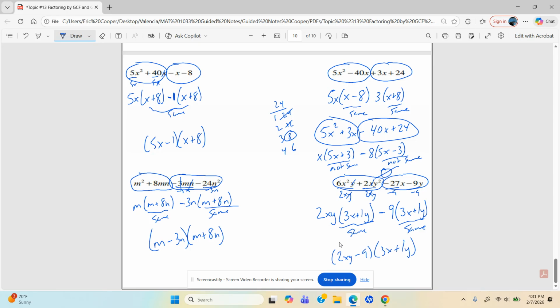Again, I want to stress you can only do grouping if you have a polynomial with 4 terms. So if you see a polynomial with 4 terms, one of the things you should look to do is see, can you factor by grouping?